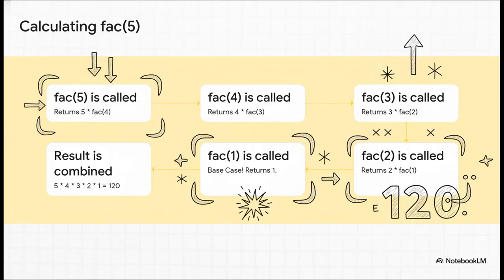So let's trace it. If we ask the computer for the factorial of 5, the function says, okay, to get that, I need to calculate 5 times whatever the factorial of 4 is, so it calls itself. And that call says, okay, I need 4 times the factorial of 3. We dive all the way down until we hit the base case. We know the factorial of 1 is just 1. Now the climb back up begins. That 1 gets passed up, multiplied by 2, that result gets passed up, multiplied by 3, and so on, until all those pending calculations get resolved, and we get our final answer, 120.